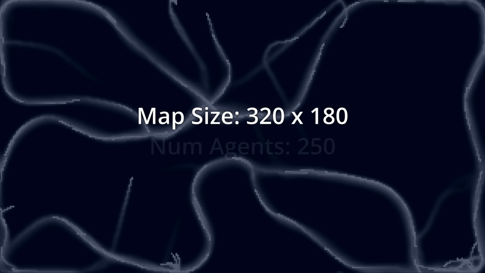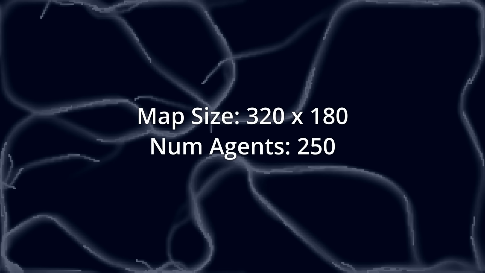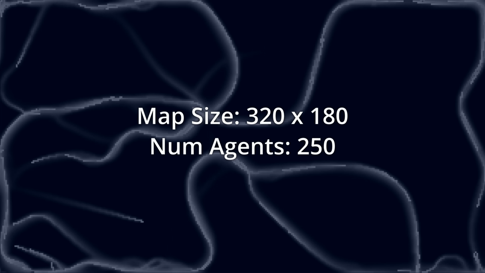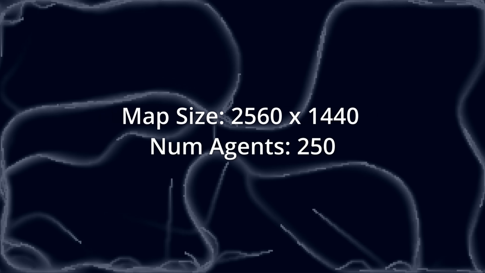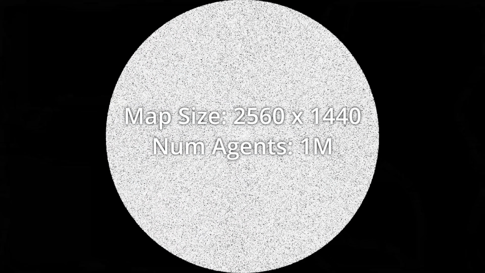This is currently taking place on a very small scale. It's a 320 by 180 map with 250 agents. But because we've taken the trouble to write this as a compute shader which runs on the GPU, it should be able to handle something much bigger. For our first experiment, I've initialized the agents with random positions inside a circle, all facing towards the center, and let's see how this evolves over time.